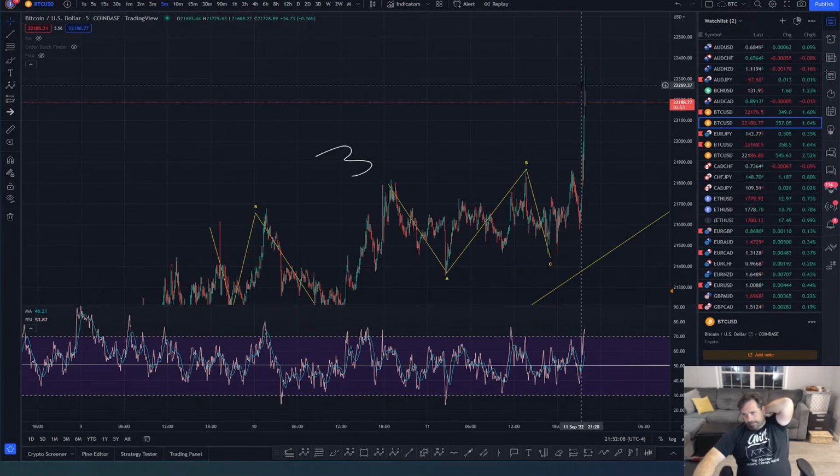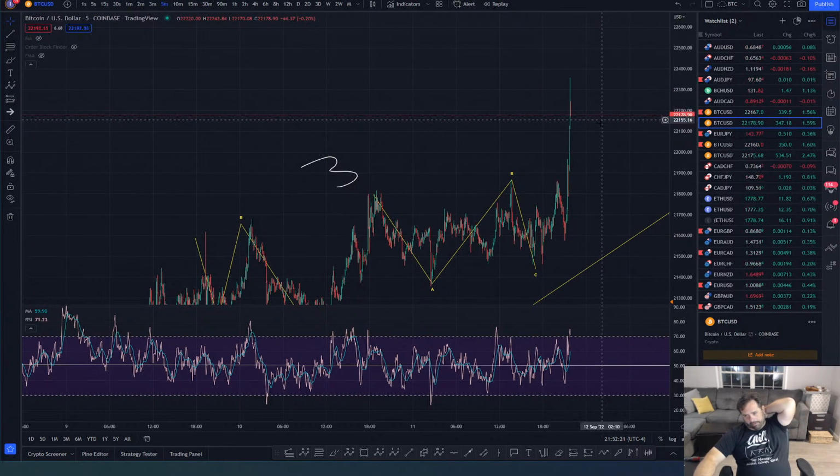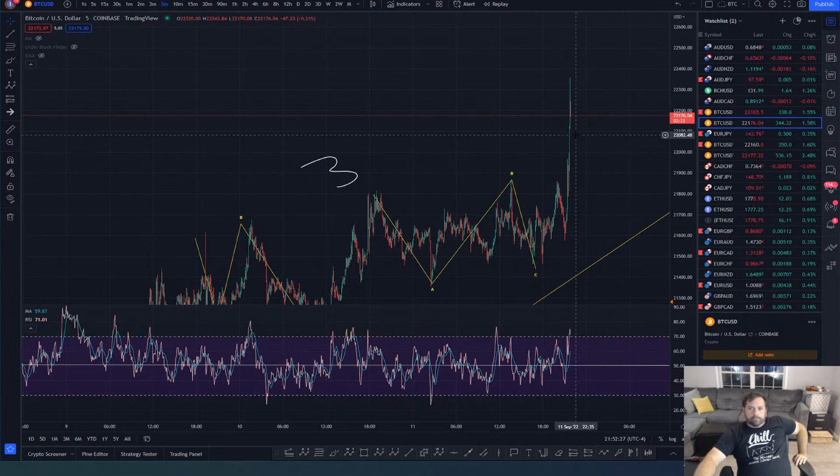And it's not an extended 5th wave in my view. This is the 3rd wave extension of this small 5th wave. Yes, I think we're in the 3rd wave extension of the 5th wave, but I don't think we're in a 5th wave extension in the larger view.